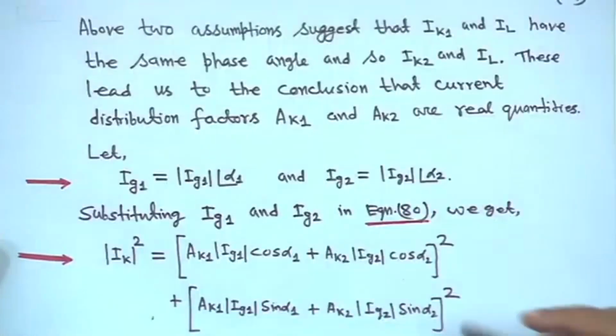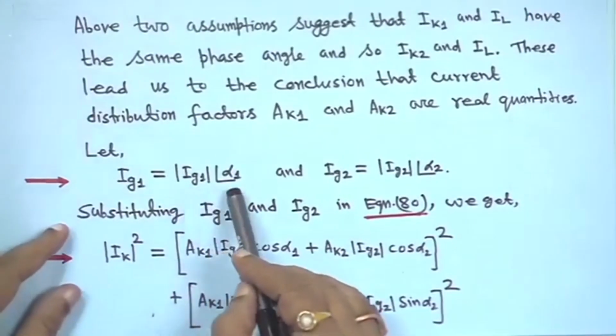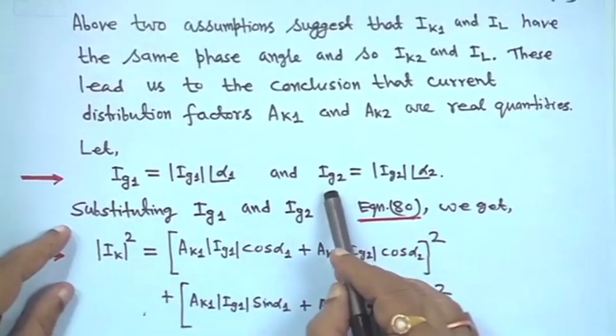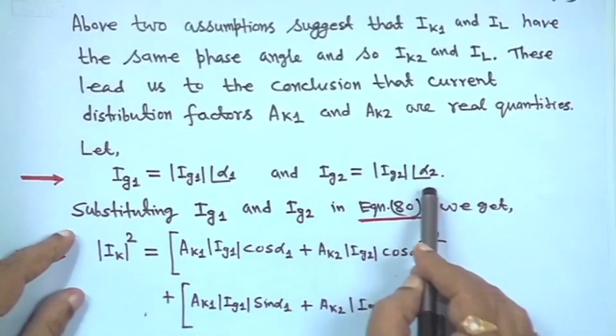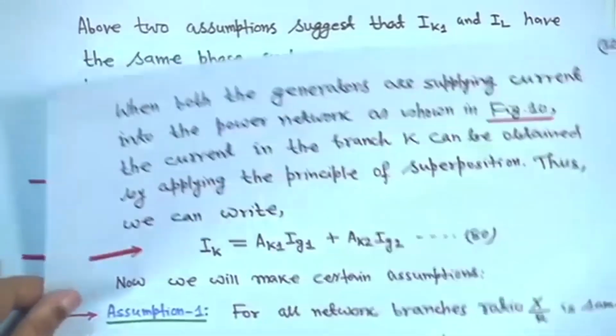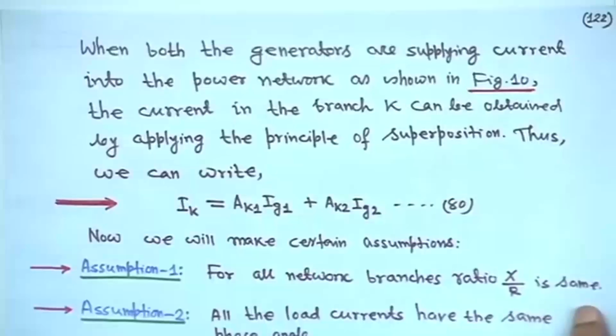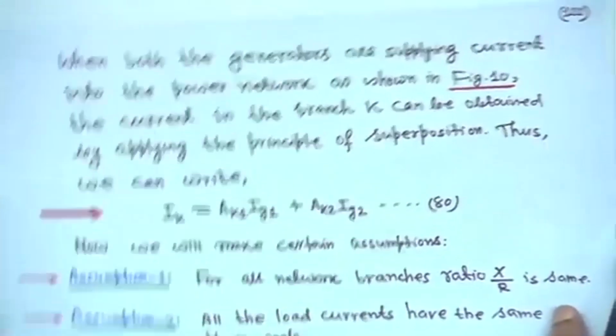Okay. So, now let us assume I_g1 has magnitude |I_g1| and angle alpha 1, and I_g2 has magnitude |I_g2| and angle alpha 2, right. So, what we will do in this equation, I am writing one or two lines for you. In equation 80, you put that in.